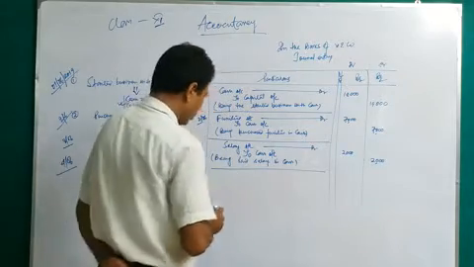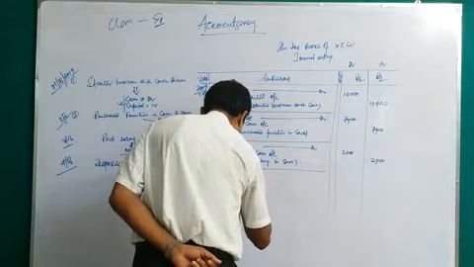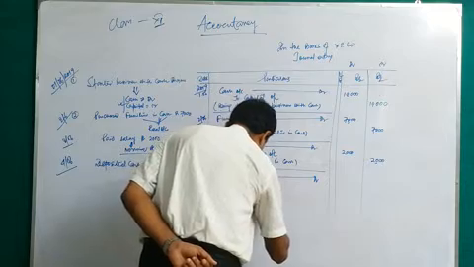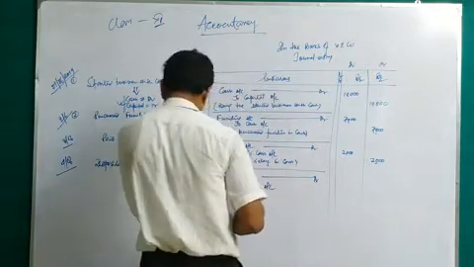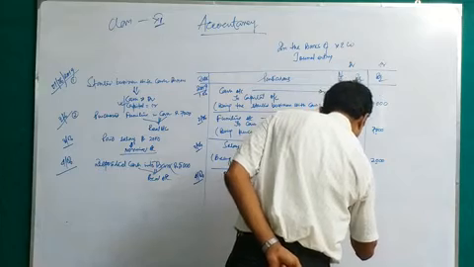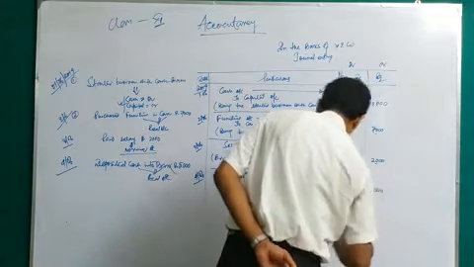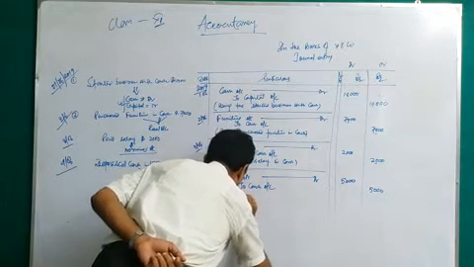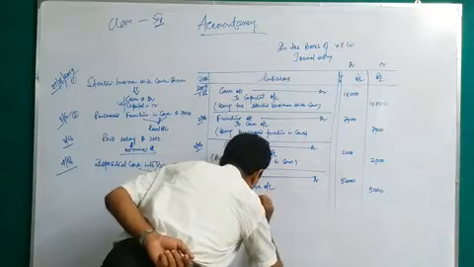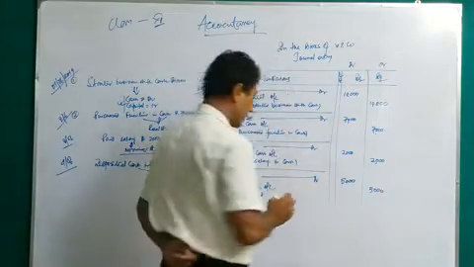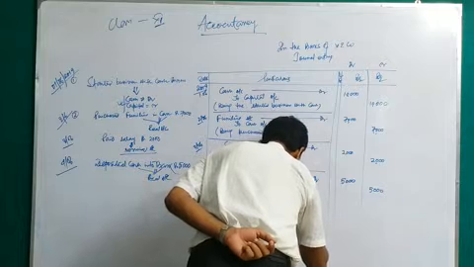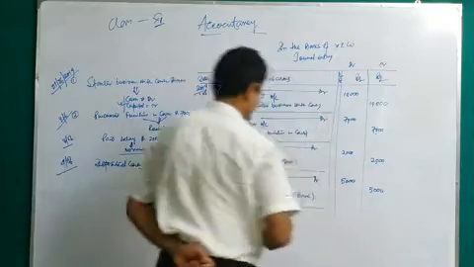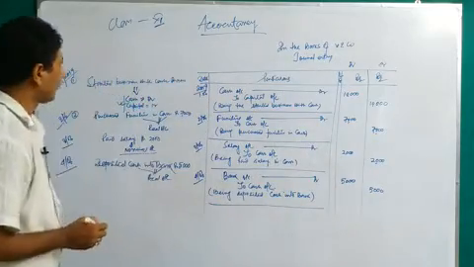Bank account debit to cash account, 5,000. Being deposited cash into bank account. Clear?